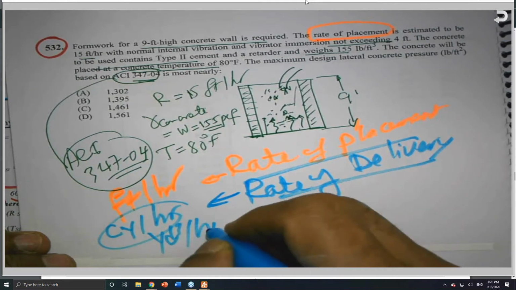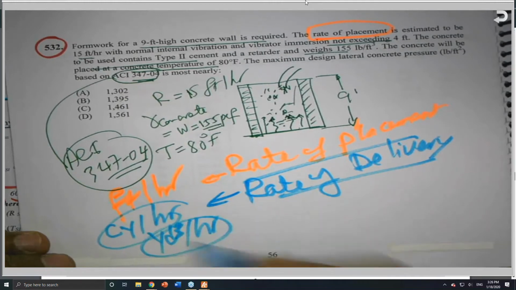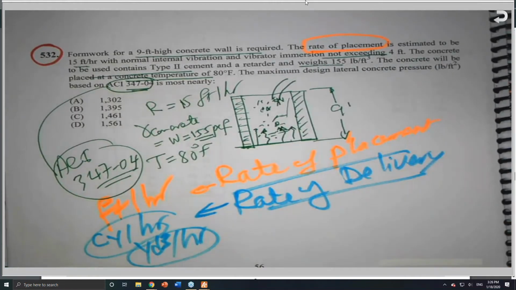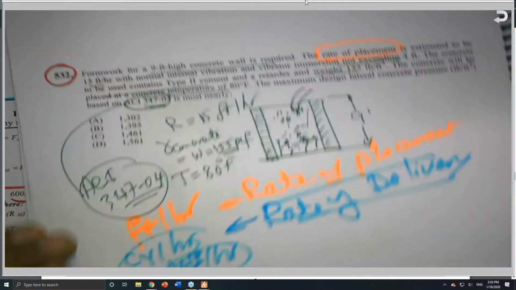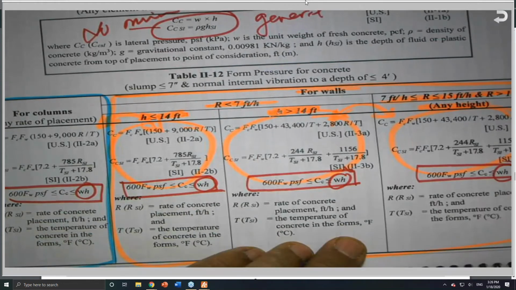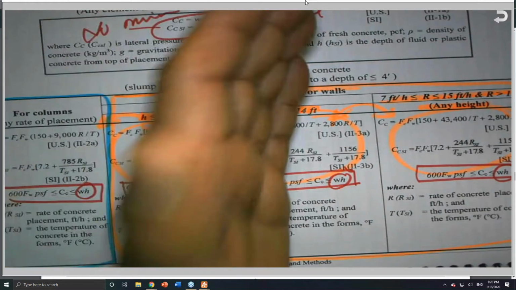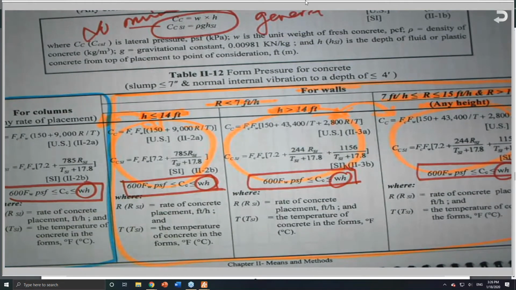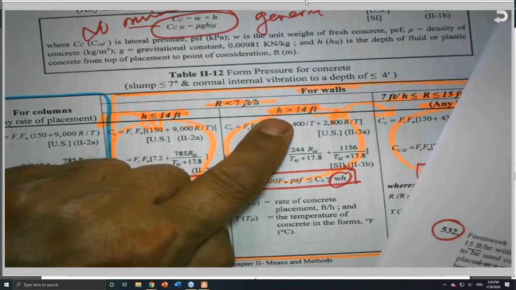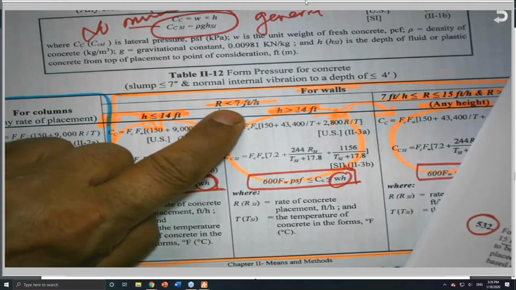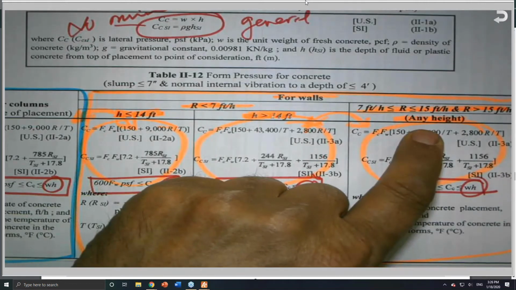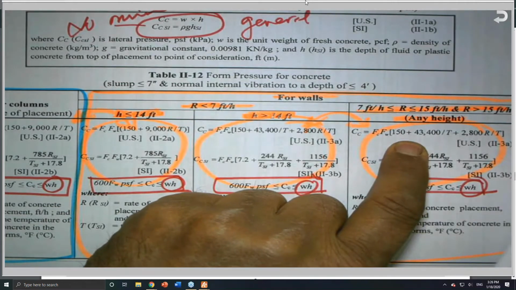Be careful, by the way, because in my book I already showed you how to calculate the rate of placement versus the rate of delivery. So there are two types of rate. Based on this chart here, I am here or here or here. It's not a column, it's a wall. Number two, the height R is less than 7 feet per hour? No, I have 15. So that means this is the equation. Do you agree with me?